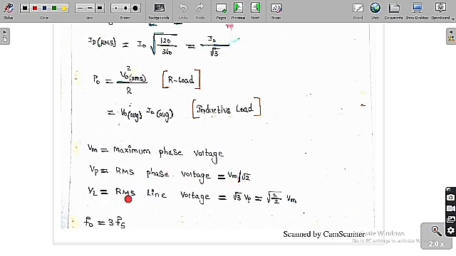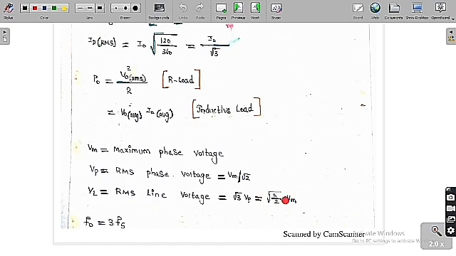VL is called the RMS line voltage. The peak value of the line voltage is root 3 Vm. So root 3 Vm is called the peak value of the line voltage. So the RMS value of the line voltage is root 3 Vm by root 2, or simply we can say root of 3 by 2 into Vm.